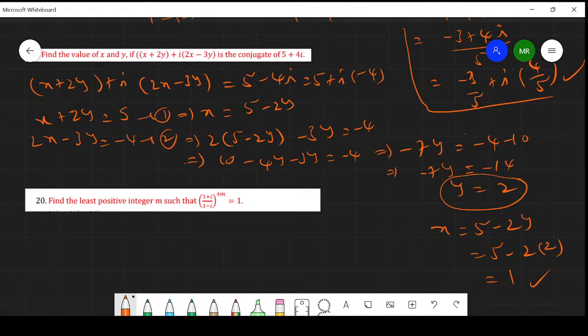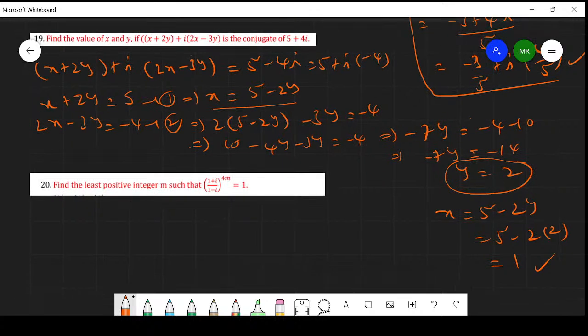That's all. The conjugate of 5 plus 4i is 5 minus 4i. Equating real parts, equating imaginary parts. From equation 1 write the x value. Substitute in the second equation. We got the y value. Then after finding the y value, replace the y value in this equation. Then I will get the x value here. X is equal to 1.